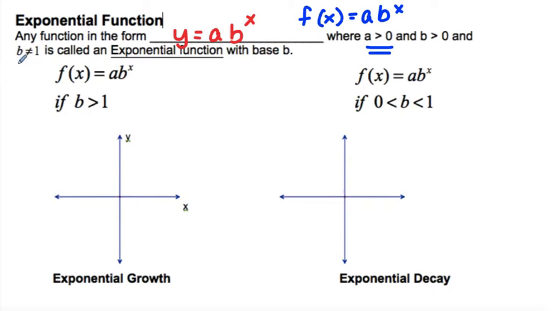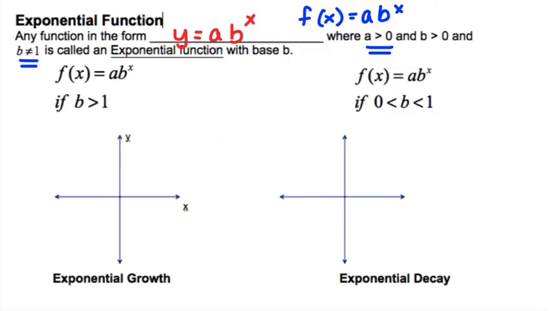B also can't be 1, because if it was the number 1, let's talk about that. We raise it to the 2, we raise it to the 3, we raise it to the 4. We wouldn't really need an x because 1 to any exponent is just 1.